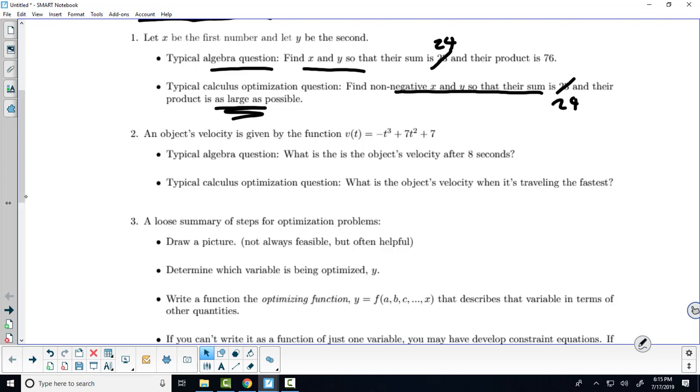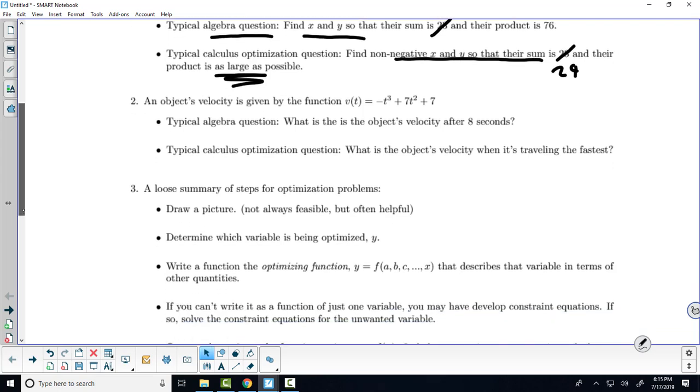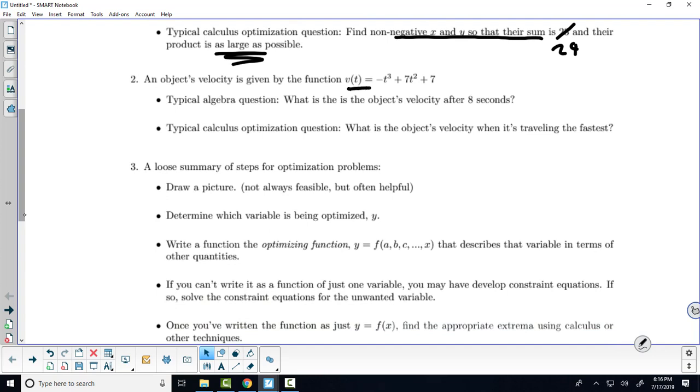Let's look at number 2. A typical algebra problem might go like this. Given this velocity function, what's the object's velocity after 8 seconds?